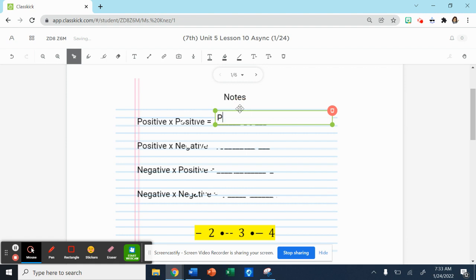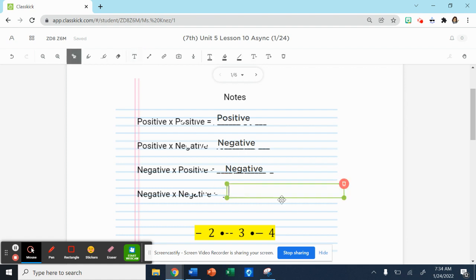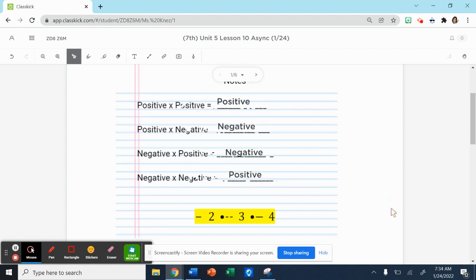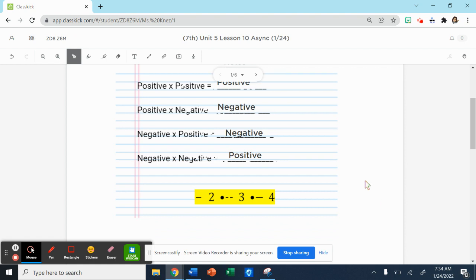We know that a positive times a positive is always going to equal a positive number. If we're multiplying a positive times a negative, our product will be negative. And the same thing goes for a negative times a positive. Regardless of the order of our multiplication, the product will always be negative. If we're multiplying a negative times a negative, our answer will be positive. These are helpful notes to get down in ClassKick and also something that you can save or take a picture of so you have them for later in the week.